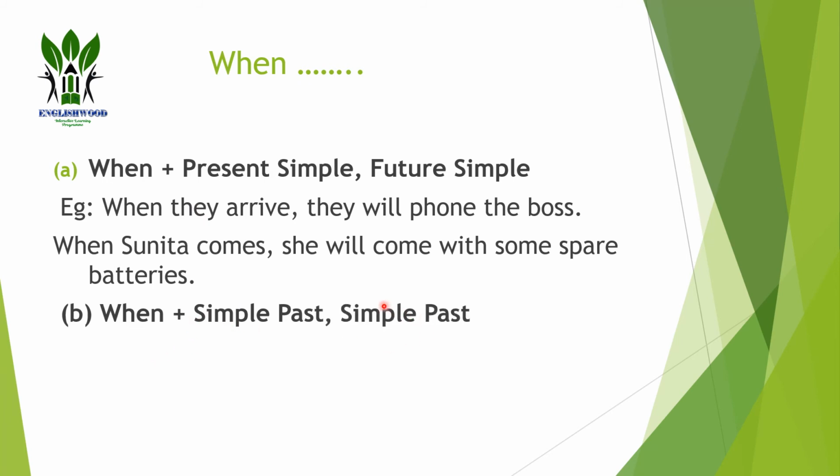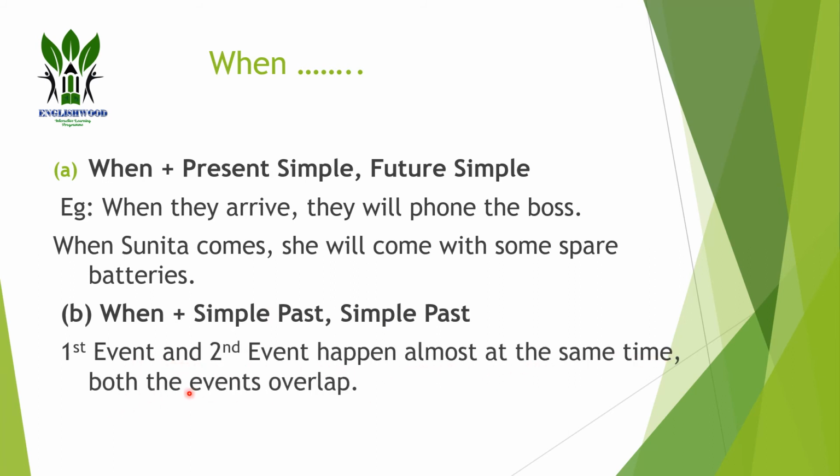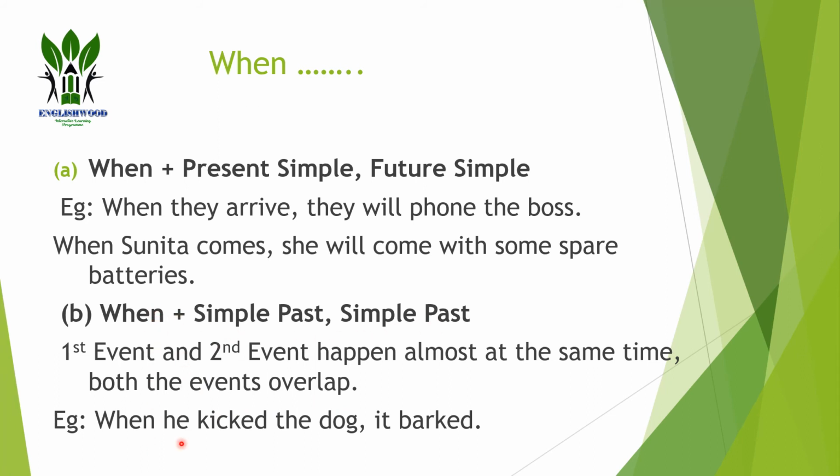Look at the sequence: when plus simple past. Use this condition when the first event and the second happen almost at the same time, and both events overlap. For example, when he kicked the dog, it barked. The first situation and the second situation are happening almost together, kicking the dog and barking. In such conditions we use past simple plus past simple. For example, when I opened the door, the air blew inside, because opening the door and the air coming in are almost together.